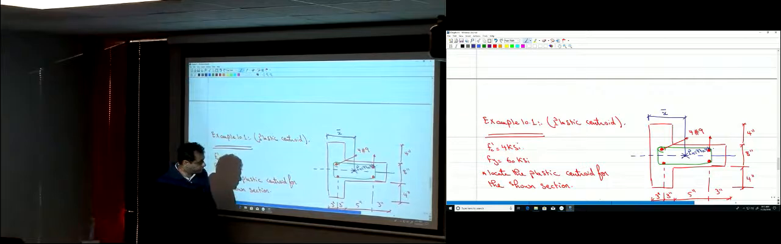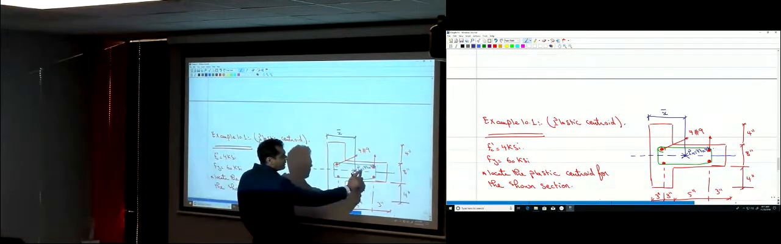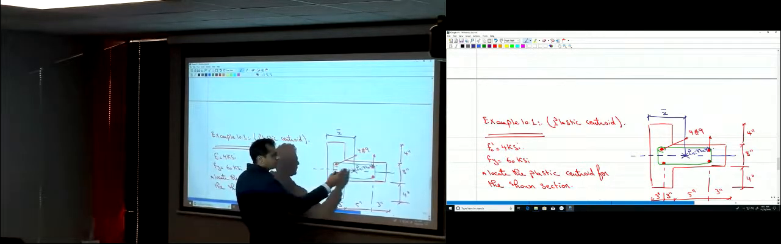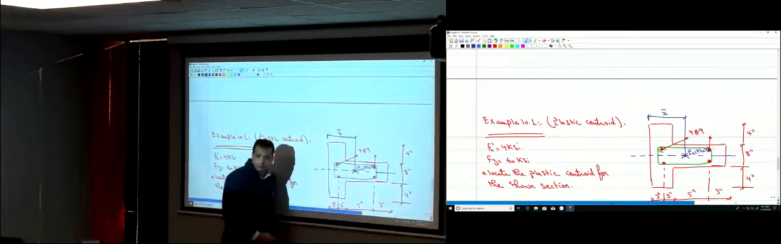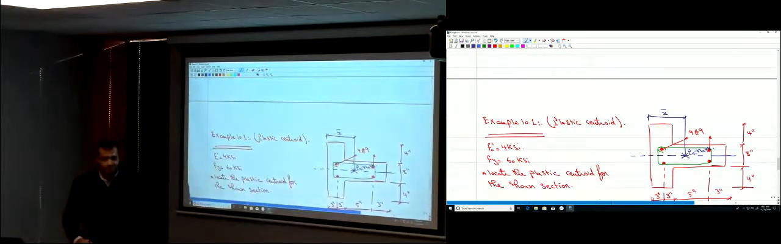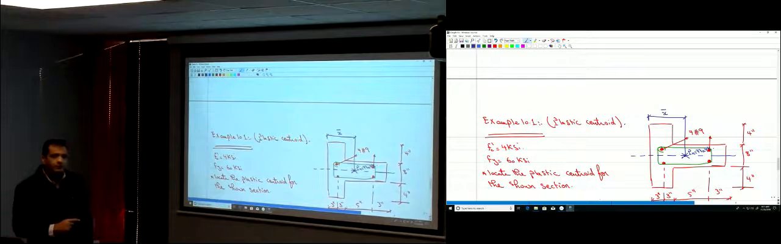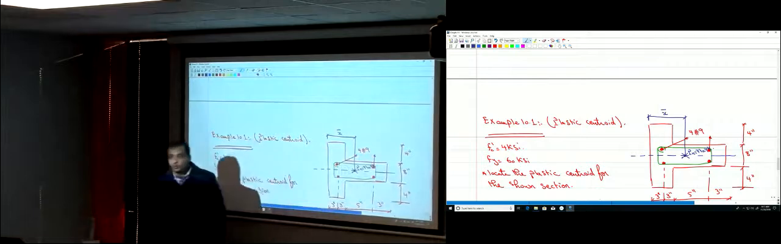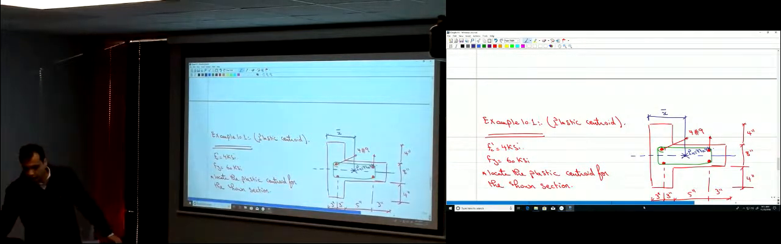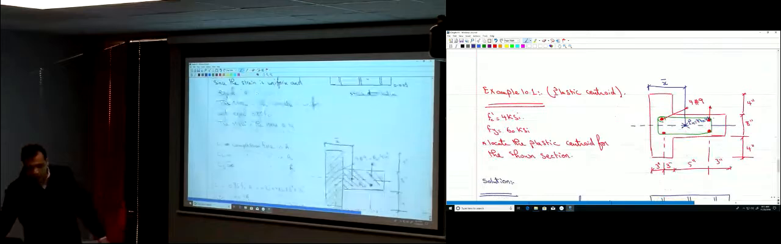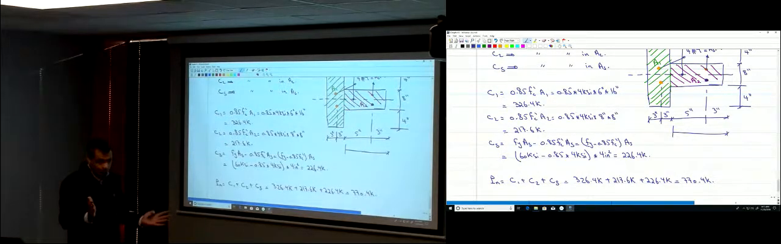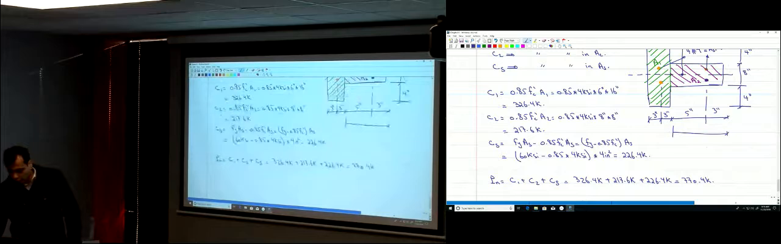Now, I know that this Pn multiplied by x prime would give me the moment of this force about this line, right? You do the sum of moments of all the individual forces divided by the total force. Exactly. This force multiplied by this distance should be equivalent to those three forces, C1, C2, and CS, multiplied by their distance to the same line, okay? Because they should be equivalent to each other, right?